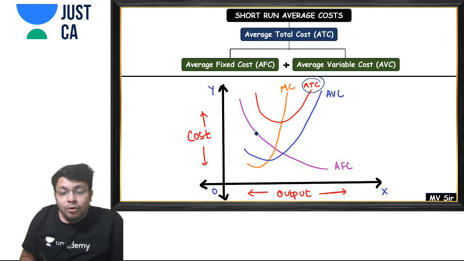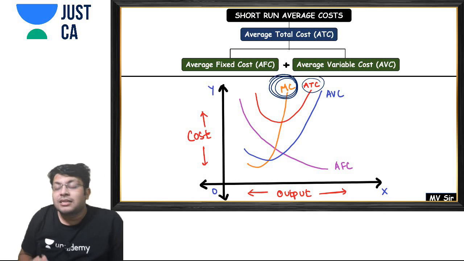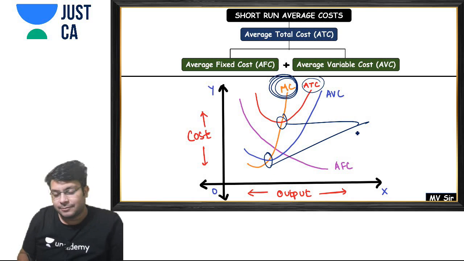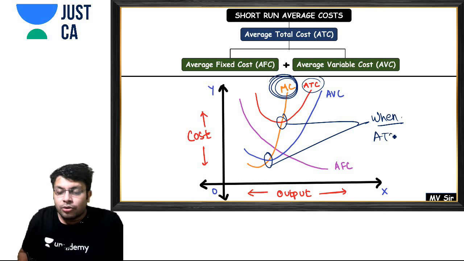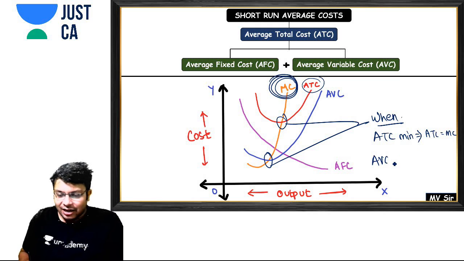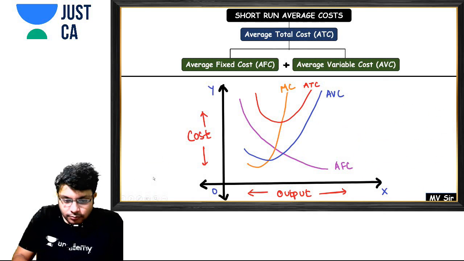And one more thing. Your marginal cost curve intersects your average total cost curve and average variable cost curve at their minimum points. So when your average total cost is minimum, your average total cost is equal to marginal cost. When your average variable cost is minimum, your average variable cost is equal to marginal cost. So this can come as an MCQ. Very important.